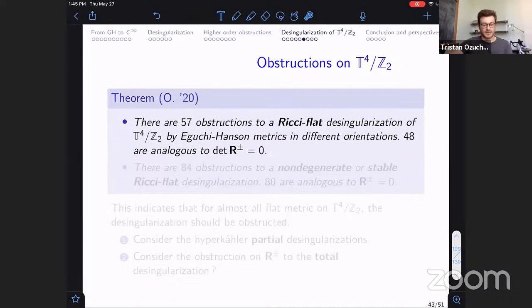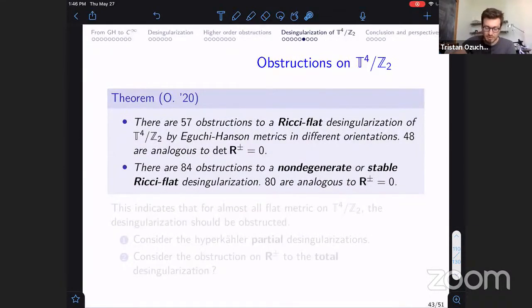So here is the obstruction theorem. Consider a general Ricci-flat desingularization. Then there are 57 degrees of freedom, but there are also 57 obstructions. There are many obstructions to doing this gluing, and since all of these obstructions are polynomial equations, you'd expect that it's just not possible to do it, at least in a generic sense. It's impossible to desingularize a generic orbifold.